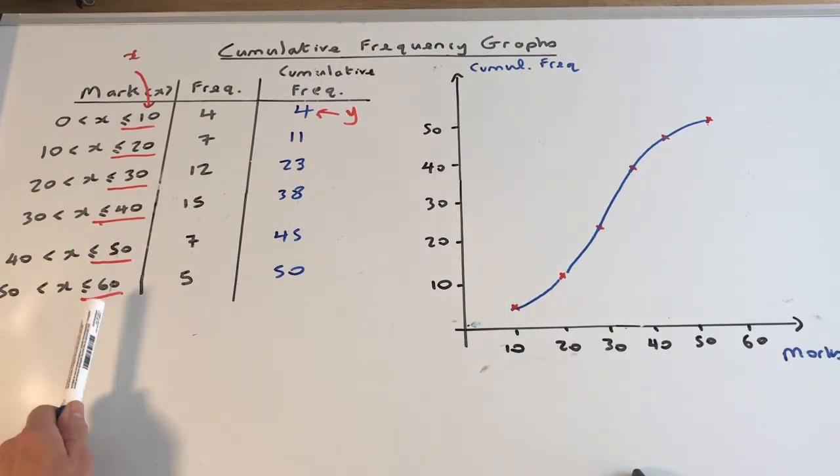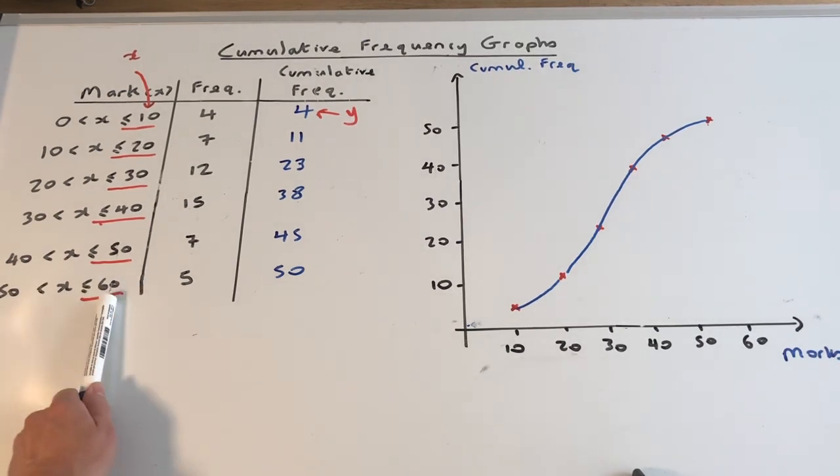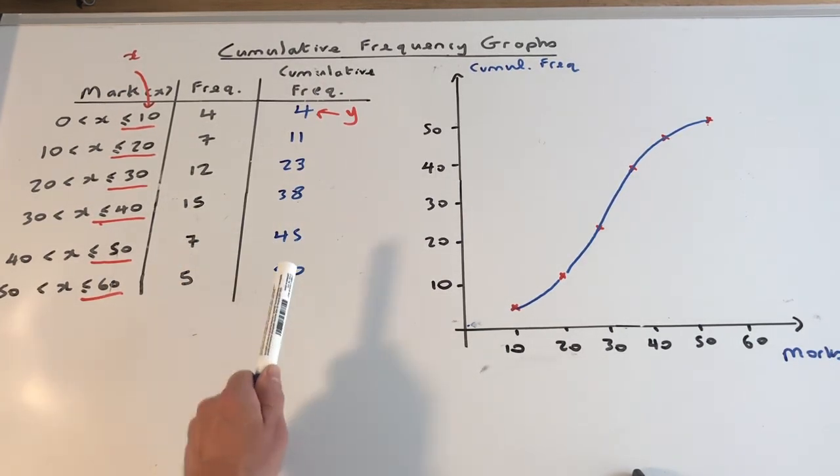For the marks, it's 0 to 60. Draw on the points. X coordinate comes from here. Y coordinate comes from here. Draw them on neatly. Join them up with a smooth curve. Okay, when you've done that, you'll have a perfect cumulative frequency curve or graph. Either way.